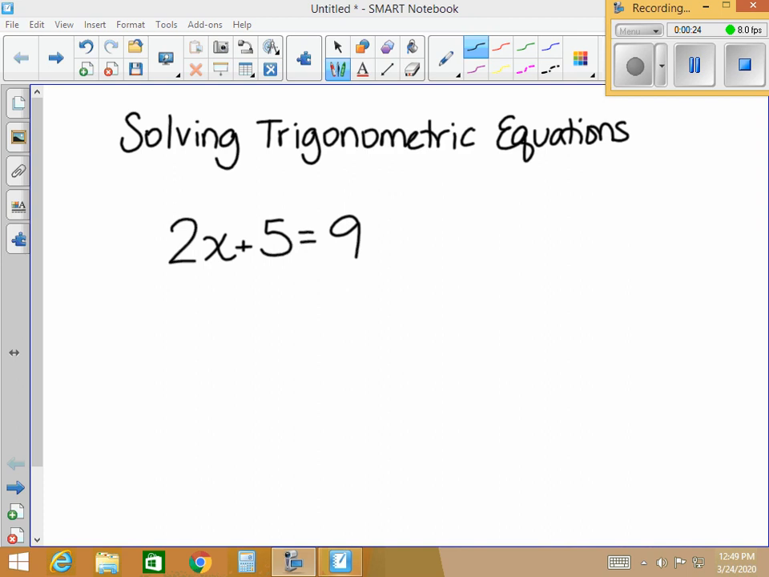If we have a linear equation, we know that we're going to try to work using addition and subtraction to get the x's on one side of the equal sign and anything without an x on the other side. Once we have separated variables from constants, then we'll multiply or divide both sides by the coefficient to get the x by itself.